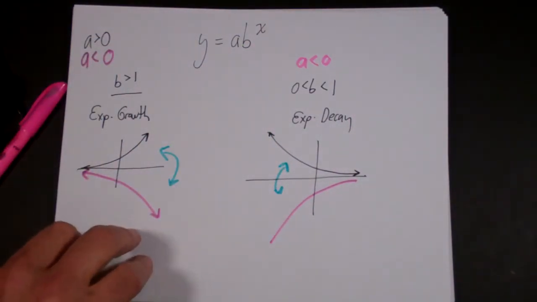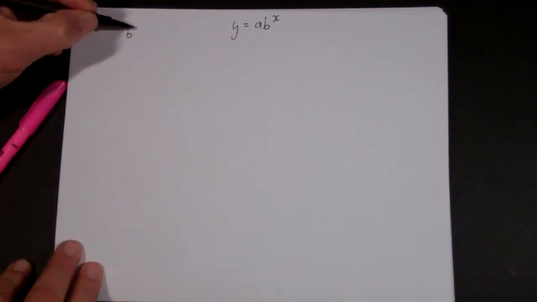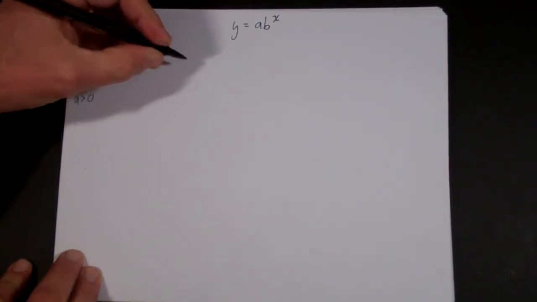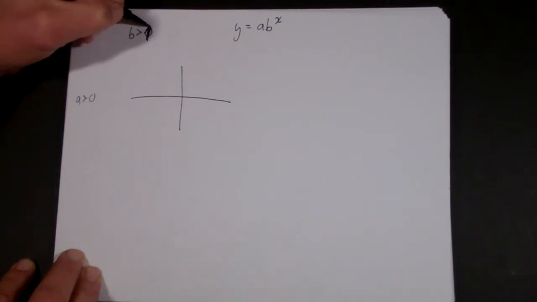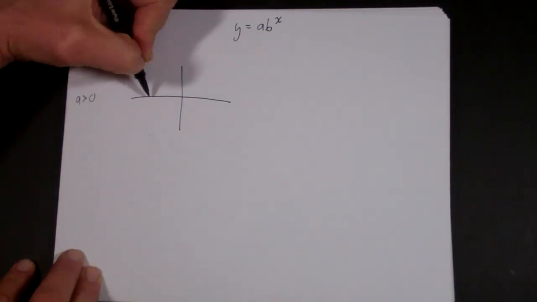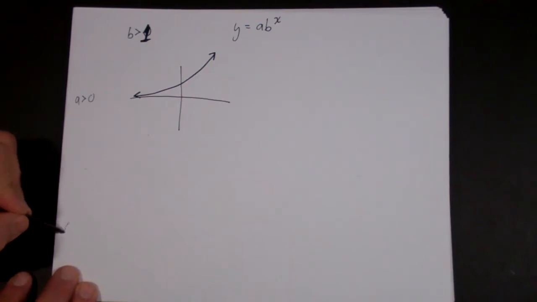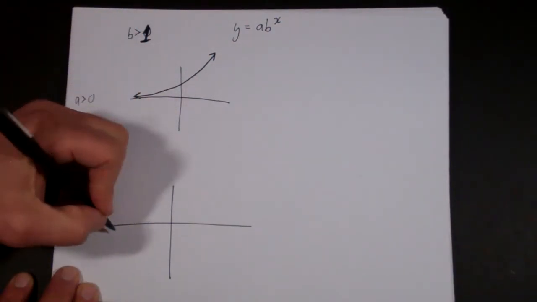So essentially we're going to have four graphs that I want you to memorize. Here's the basic model: y is equal to a b to the x. First we're going to look at when b is greater than 1 and a is positive. This is going to be an exponential growth function, so it's going to have a graph that looks like this. But if a is less than 0, you're going to have exactly the same graph, except it's going to be flipped over the x-axis.